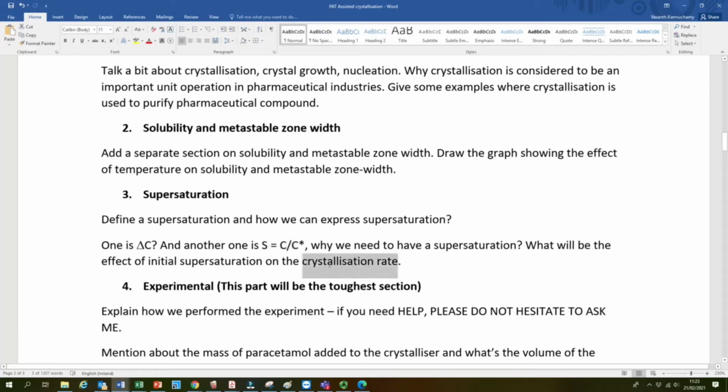By the way, crystallization rate is something like how fast your crystal grows, or if you want, how fast your supersaturation is consumed. Yeah? So that's the meaning of crystallization rate. Like I already explained the theory, but I can quickly say it.